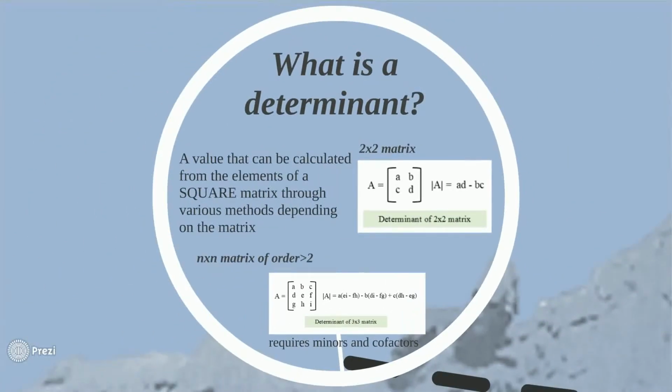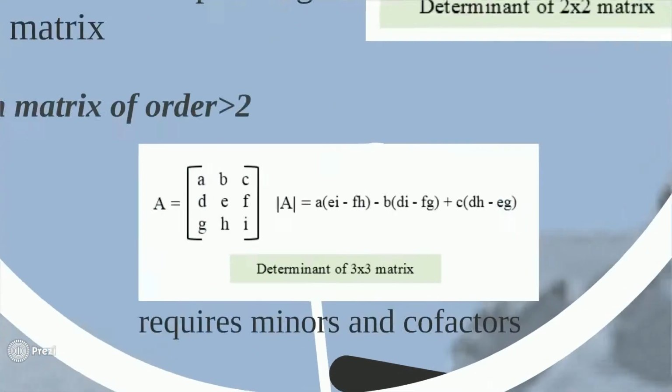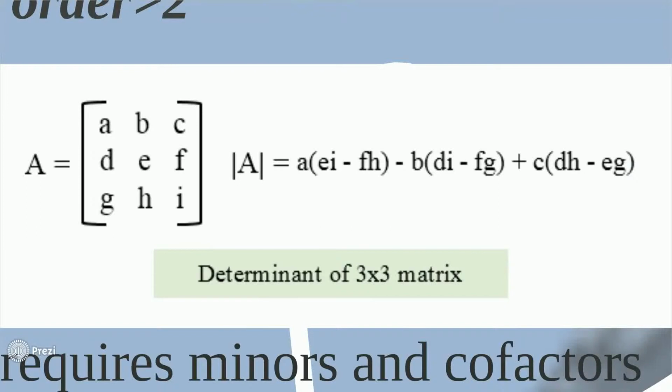To find the determinant of a matrix of order greater than 2, we must find the minors and cofactors, which can be done through a method called cofactor expansion.